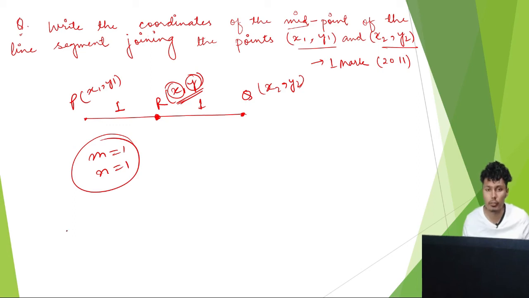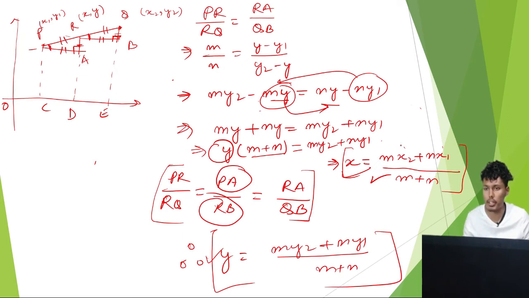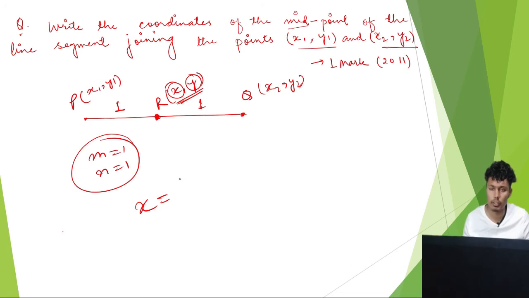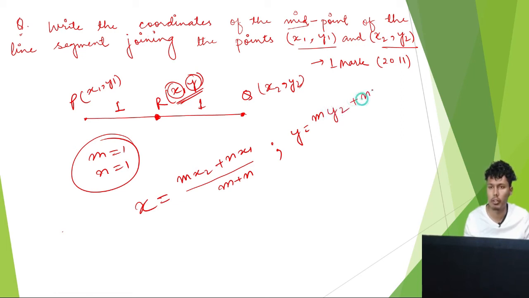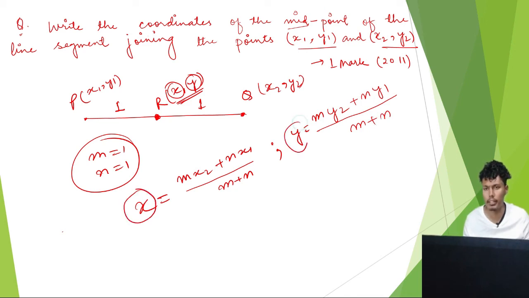So let us write down the formula. What does the formula say? From before, what we have got: x is equal to (mx2 plus nx1) divided by m plus n, and y is equal to (my2 plus ny1) divided by m plus n. We have written x and y here.